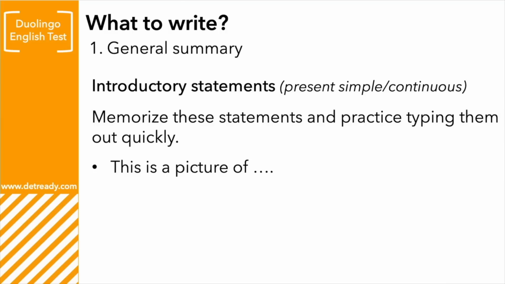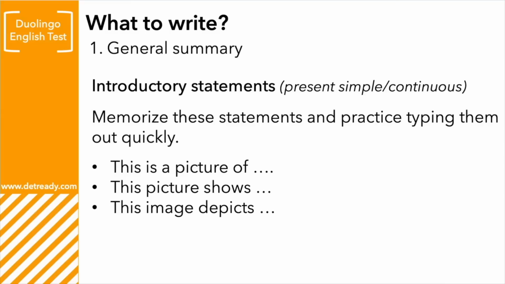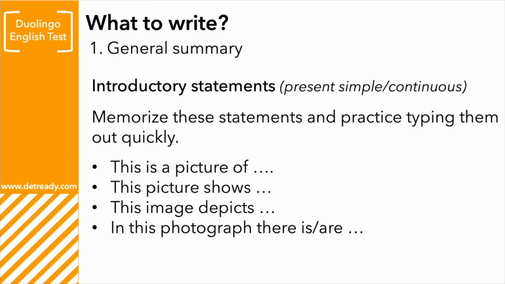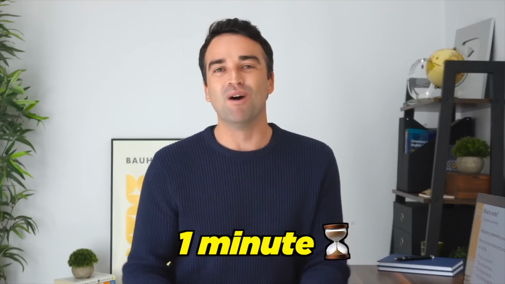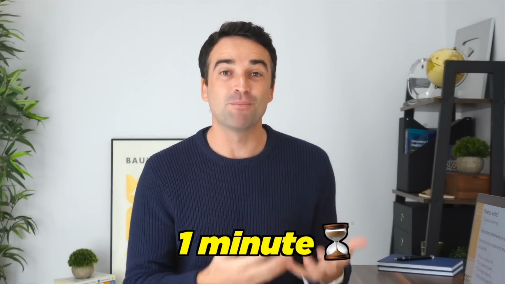You can say this is a picture of, this picture shows, this image depicts. In this photograph, there is, or there are. I highly recommend that you memorize these statements and you practice typing them quickly. Remember, you only have 1 minute to do this question type, so if you practice typing these statements out quickly, then when you take your real Duolingo test, you can do it and save some valuable seconds.